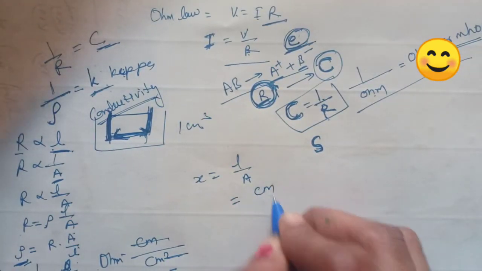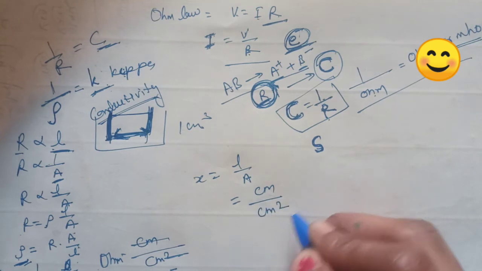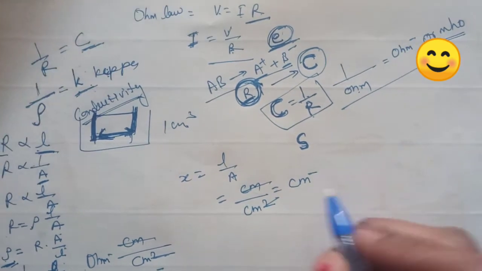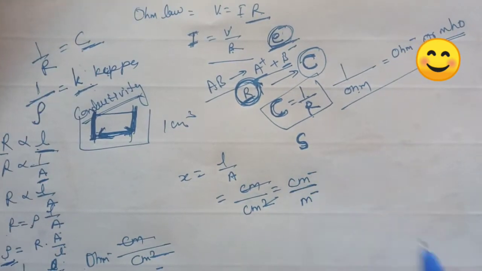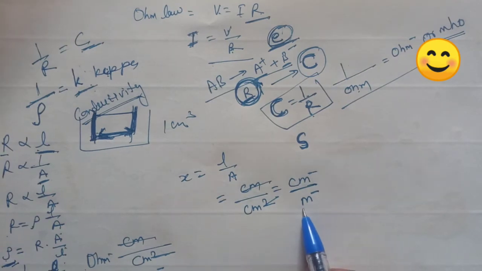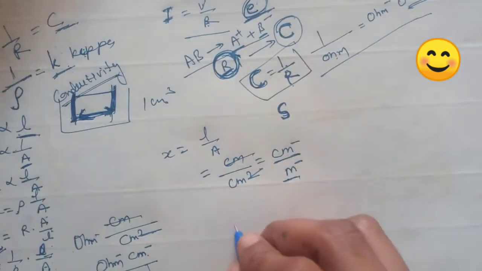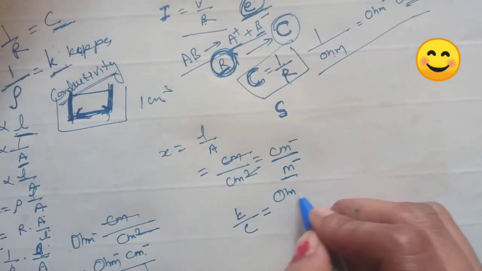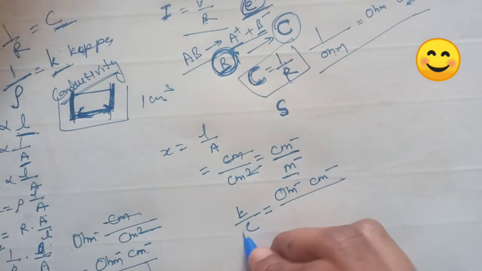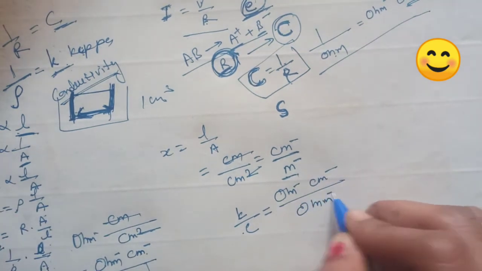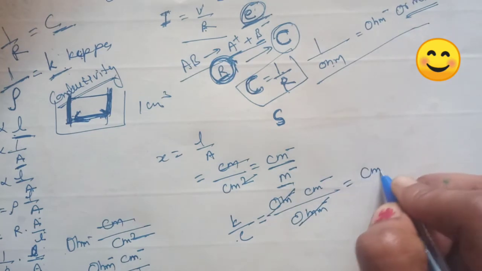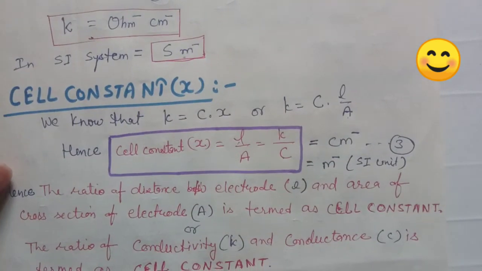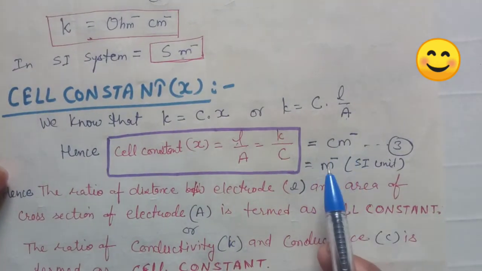L means centimeter. A means centimeter square. This is cancelled, so it will be centimeter inverse. And in SI unit, distance is measured in meter. So in SI unit, its unit will be meter inverse. Or on the basis of kappa into C, we can also calculate. Kappa means ohm inverse centimeter inverse, and C means ohm inverse. This is cancelled by this, so the unit will be centimeter inverse, or in SI unit meter inverse. So the unit of cell constant is centimeter inverse or meter inverse.